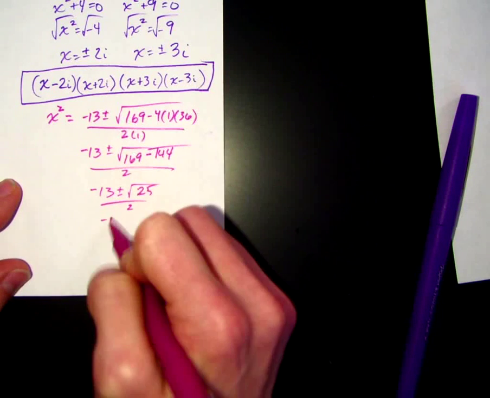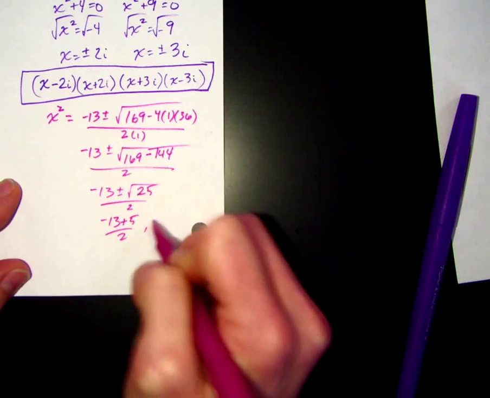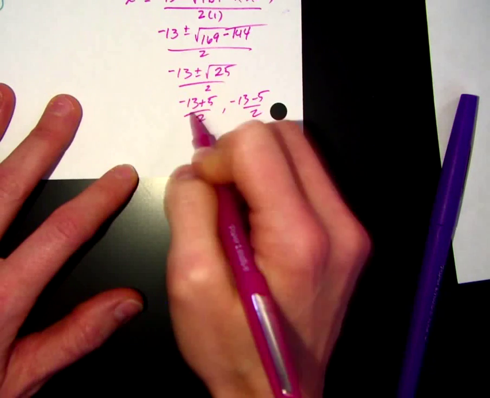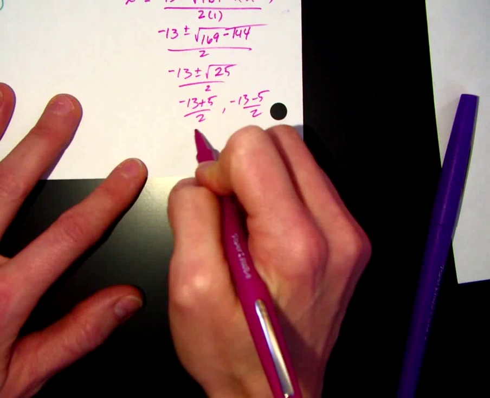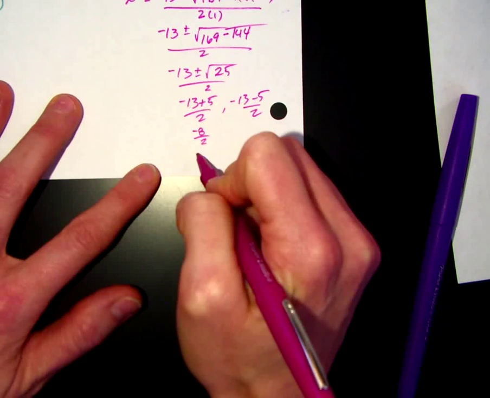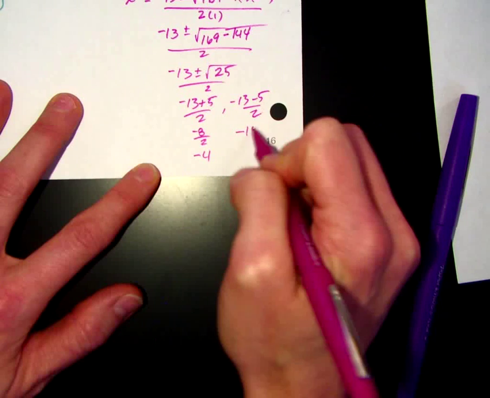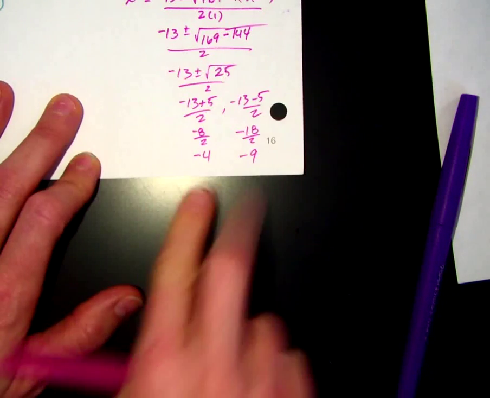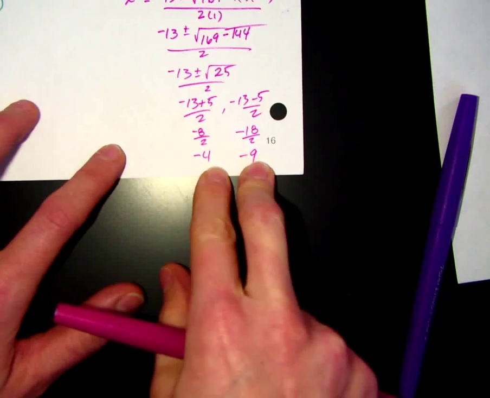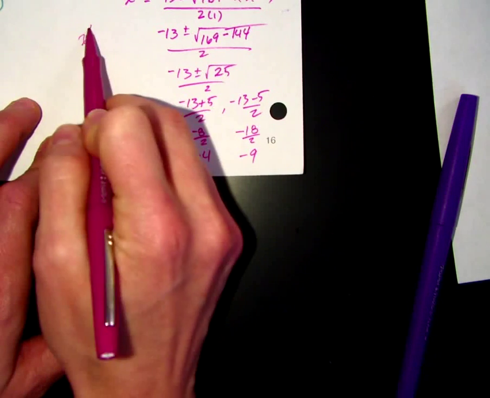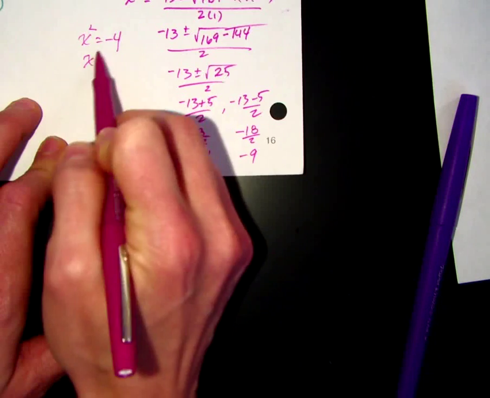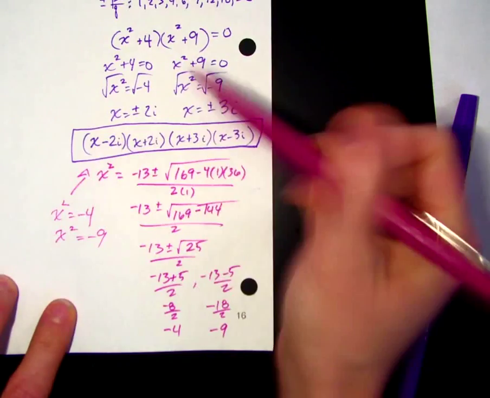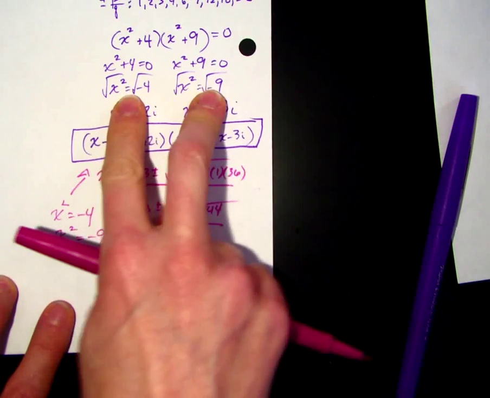So negative 13 plus 5 over 2, negative 13 minus 5 over 2. And then you would get negative 8 over 2, which is negative 4. Here you get negative 18 over 2, which is negative 9. So then, once you get this, instead of saying x equals negative 4, x equals negative 9, it would be x squared equals negative 4, x squared equals negative 9, and then you're back up to here where we started, where you had your x squared equals negative 4, negative 9, and then you would go from there.